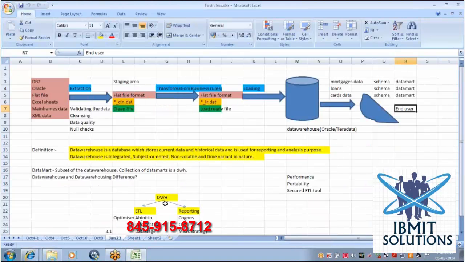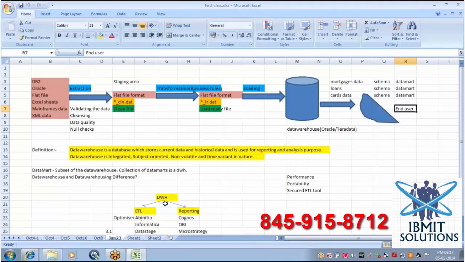Suppose, as you know, this is a data warehousing platform, and it is more of a solution-based product. In this data warehousing we have two streams, ETL and reporting.